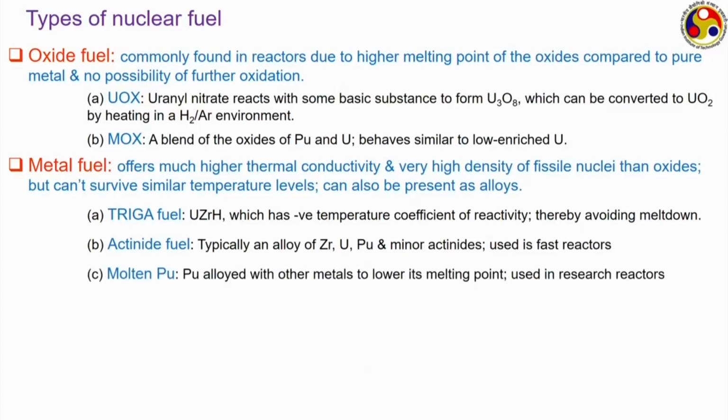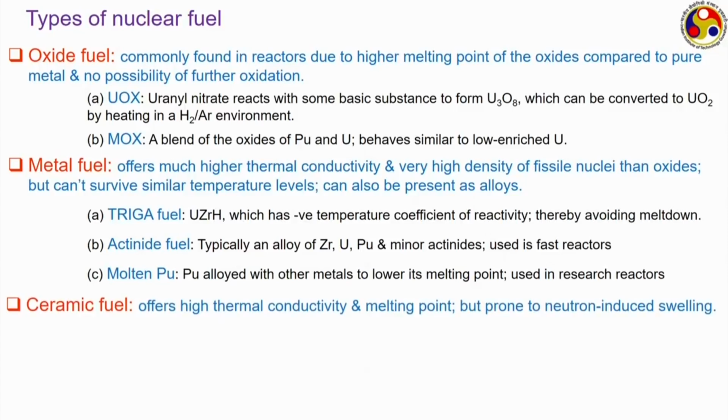Third is the molten plutonium. Plutonium is also alloyed with some other metals to lower its melting point, and it is commonly used in research reactors, particularly when experimenting with fast breeder reactors.